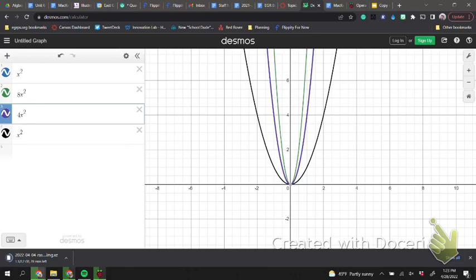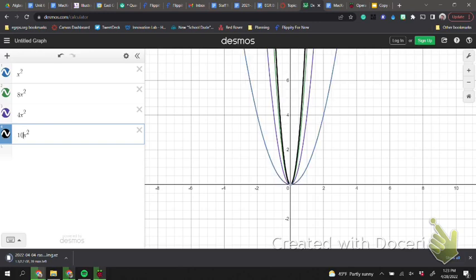Let's try one that we know would be more narrow than 8x. Who's got one for me? More narrow than 8x. Taking this next level, Sean. 10x, this should be the narrowest, correct? Our theory proves to be true. The larger the leading coefficient, the more narrow. Now, let's talk about why. Any ideas why?